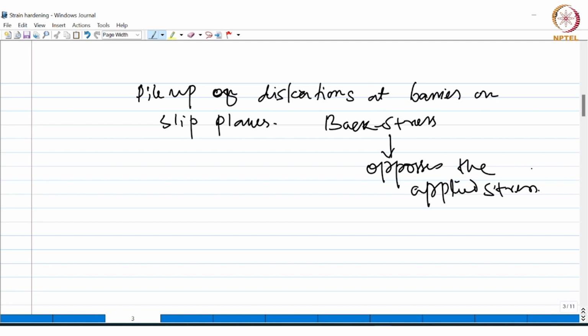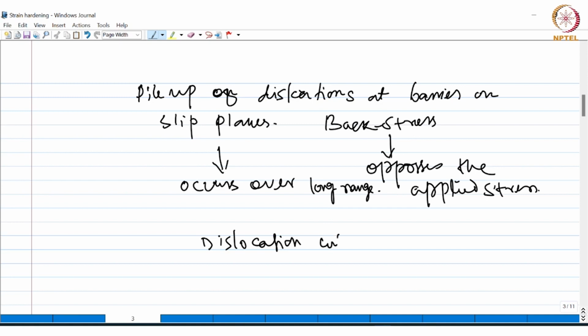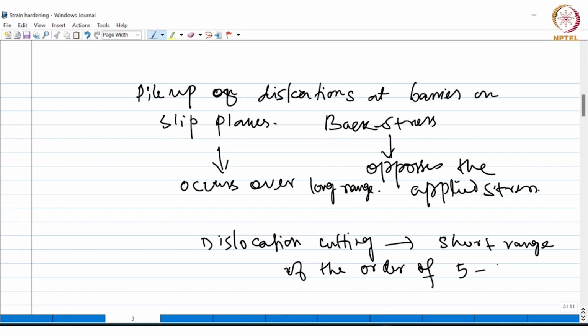Now, the dislocation cutting mechanism of strain hardening that we talked about a while back is different from this theory in the sense that the pileup occurs over long range, while the dislocation cutting mechanism occurs over short range, of the order of 5 to 10 interatomic distances.